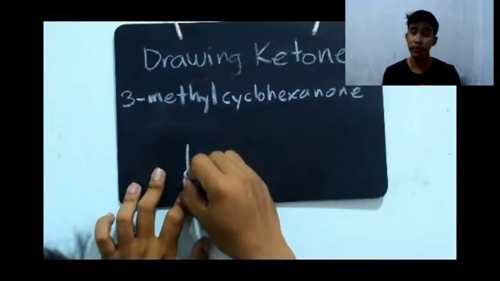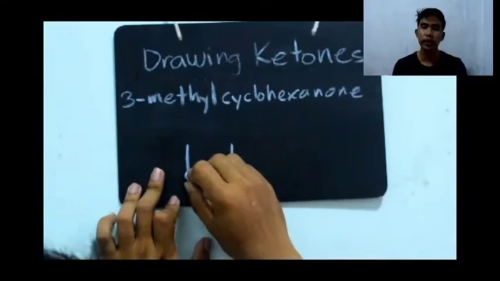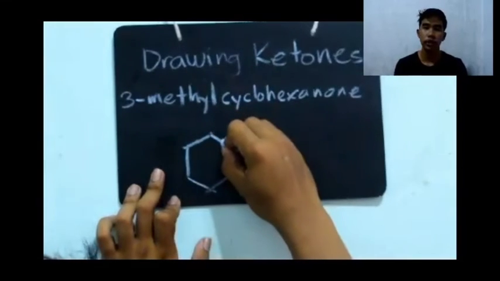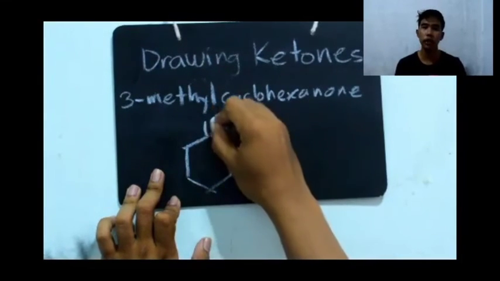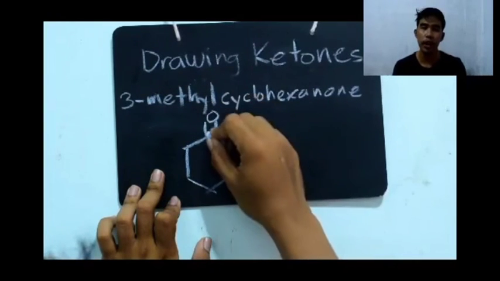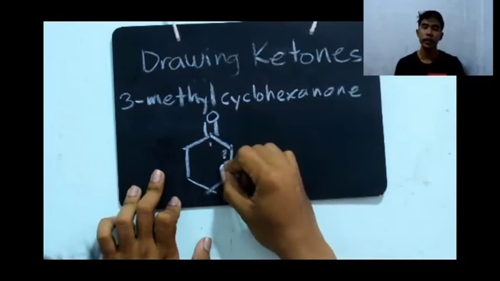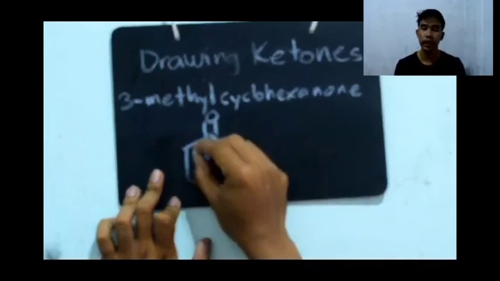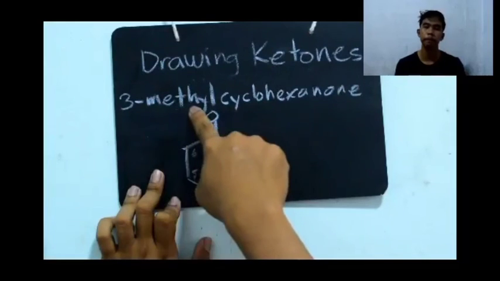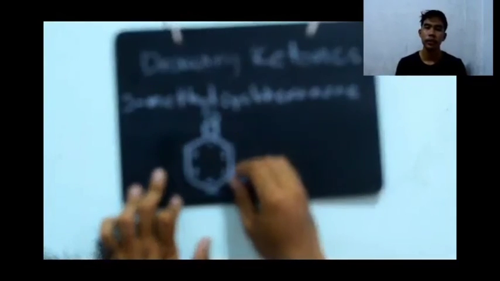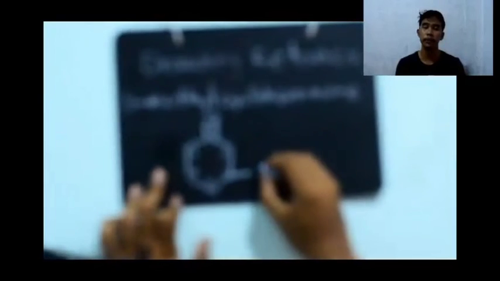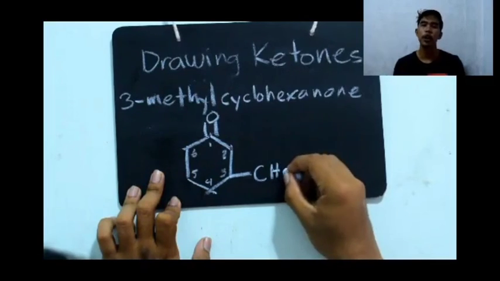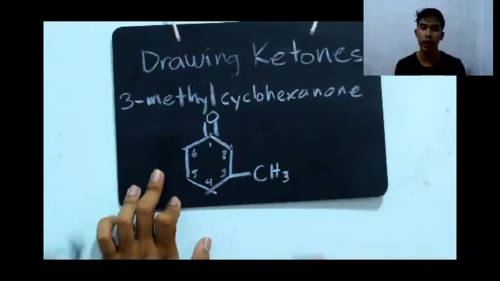Another example, feel free to pause. We need to draw the structure of 3-methylcyclohexanone. First, draw the structure of the parent chain, which is cyclohexane. In cyclic structures, ketones are assigned to the first position. Then determine the position of our substituent, and we have the structure of 3-methylcyclohexanone.